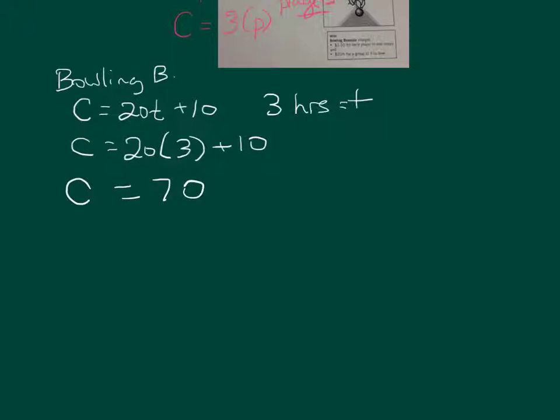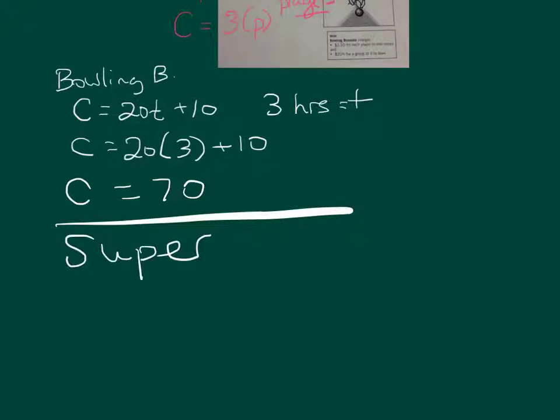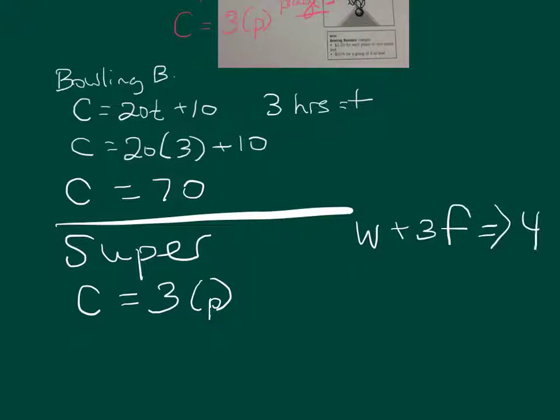Now I also need to consider the other place, the Super Bowl. So Super Bowl has the cost equation of 3 times the number of players, and we were told that William and his friends, so that's actually going to be 4 people, so P equals 4. So if I put the cost in here, I get 3 times 4, so it's going to cost me $12.